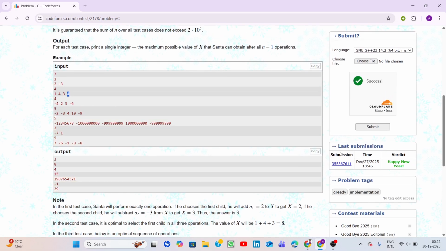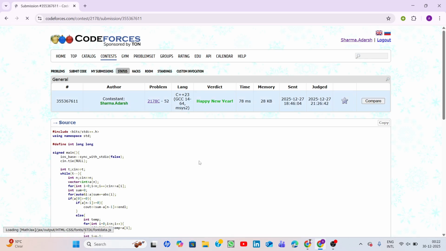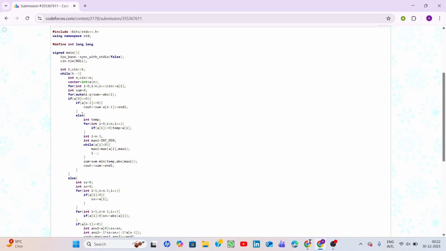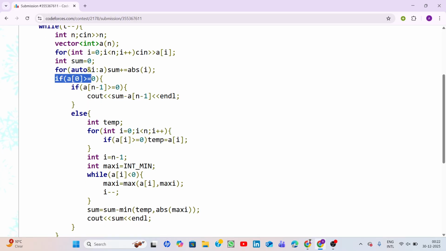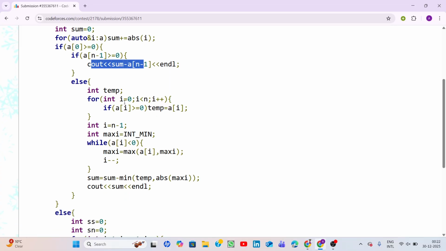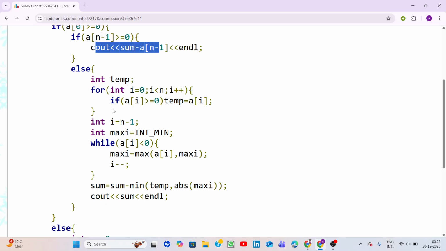So this was my approach. It was a very long code which I have written. First of all, you can see that if a0 is greater than or equal to 0, and the last element is also greater than or equal to 0, we would just remove the last element and print the sum. So we would get our answer.